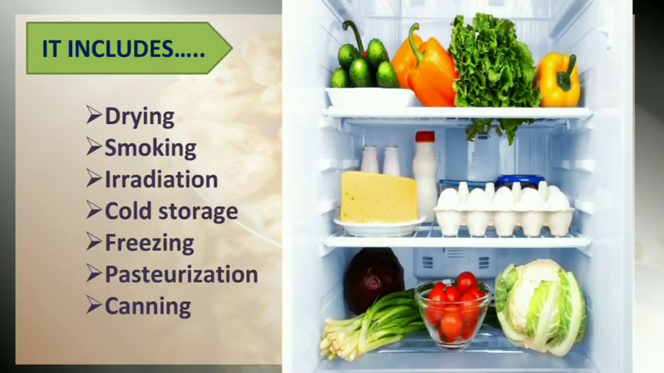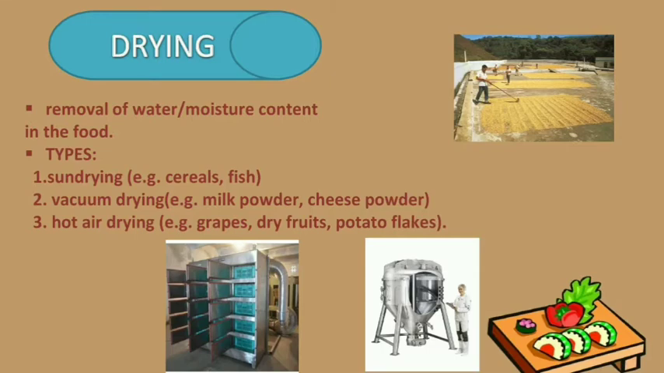The first process is drying. From the name itself, you could come to know it is done to remove the moisture content, because we are doing drying in our day-to-day life. So drying is the process of preservation of food by removal of water or moisture content in the food.